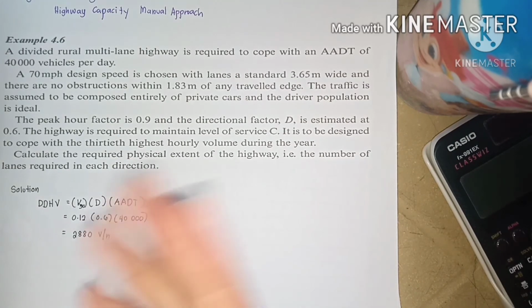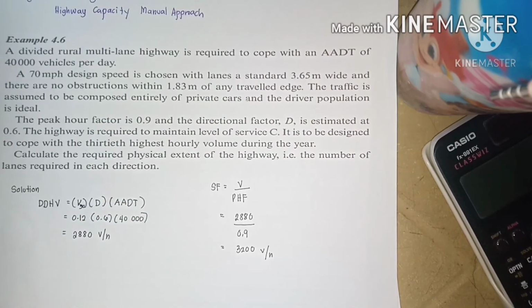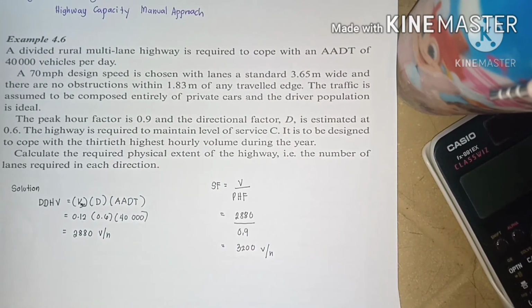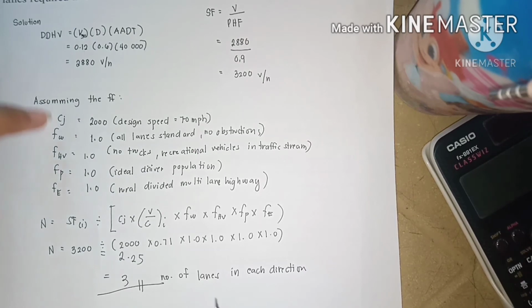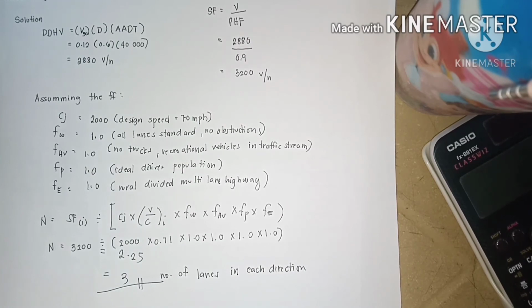So, we can calculate the service flow kasi alam na natin yung hourly volume and the peak hour factor. Using the given sa problem, meron tayong SF or the service flow na 3,200 vehicles per hour. Inassume lang natin ang mga values nito para makuha natin yung number of lanes using this formula. Pasok lang natin ulit yung given and we are going to have an answer of 2.25. So, rounding up tayo, kaya yun ay 3. Meron tayong 3 lanes na required in each direction sa problem na to.